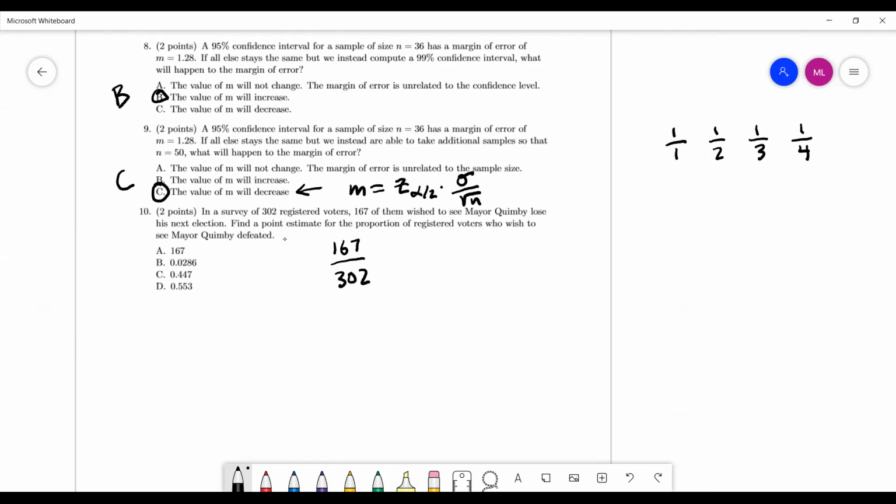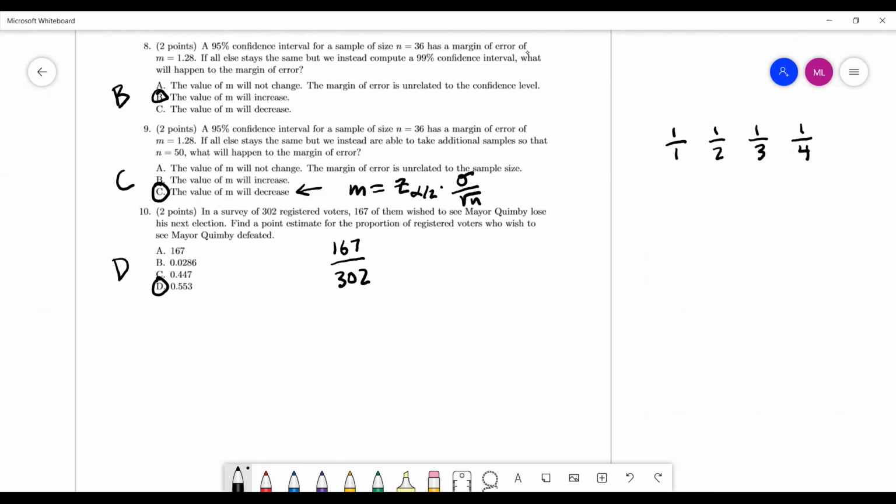And so we can just type that into a calculator real quickly. I think I've got one up here. Let me turn this on. And we just do 167 divided by 302. Any calculator will work for this. It doesn't have to be a graphing one. And it looks like it's about 0.55 something. So 0.553 is the closest number that we've got here. So the answer is D, 0.553.